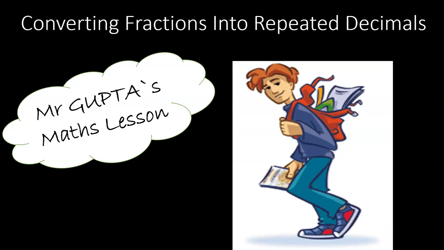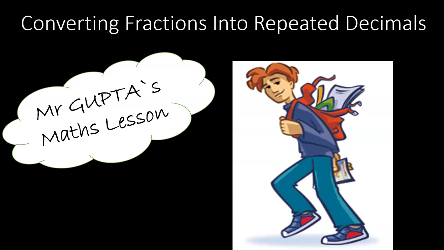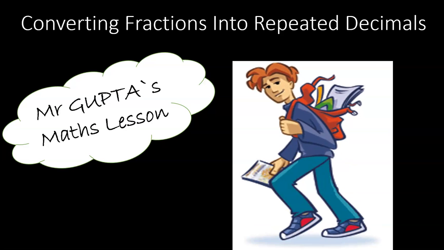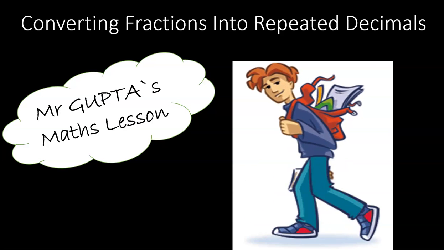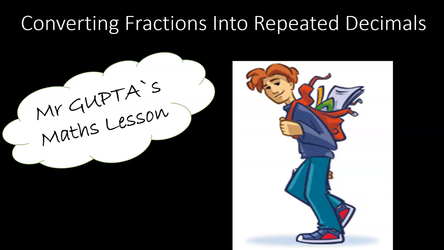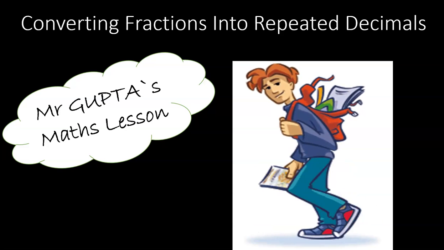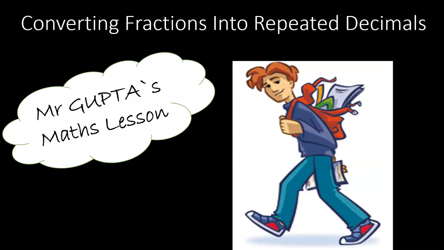Hi guys, today we are going to learn about converting fractions into repeating decimals. So decimals which are repeating again and again. Let's see some examples and then this topic will be clear. Let's take the example 29 over 30.